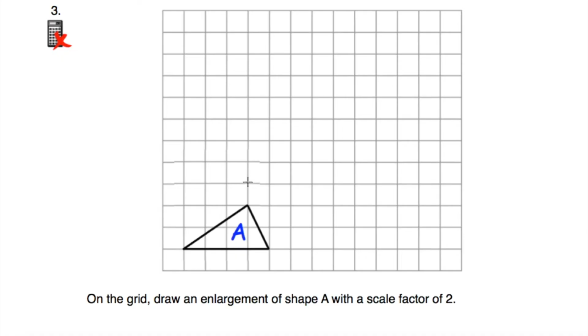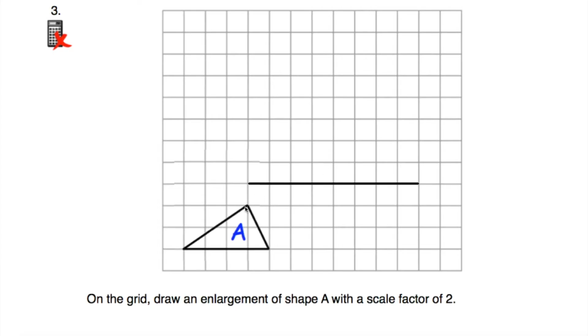So I'm just going to go up here and I'm going to do 8 across. So 1, 2, 3, 4, 5, 6, 7, 8. And let's just check that. 1, 2, 3, 4, 5, 6, 7, 8. So that's 8 across. Fantastic. So that's the base of the shape, like so, the base of that triangle.